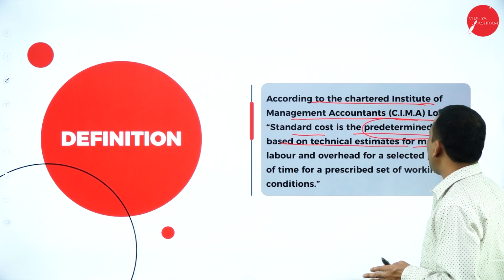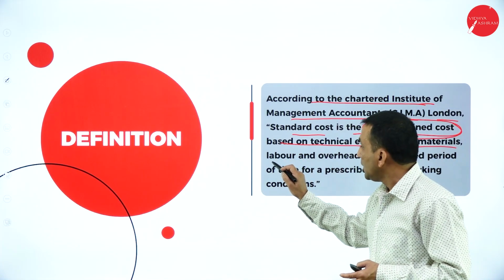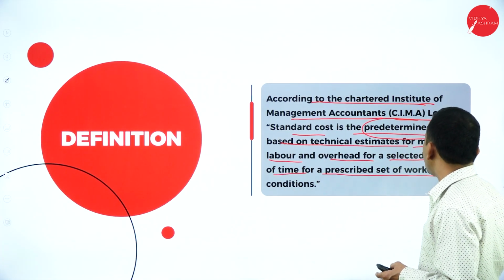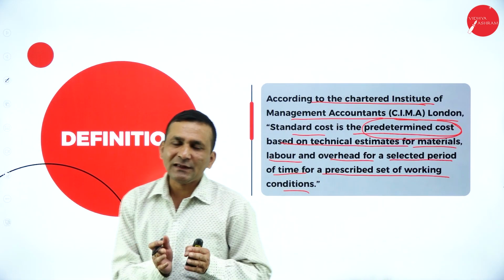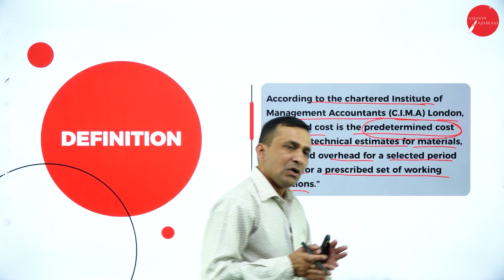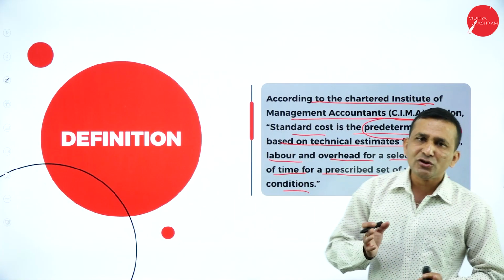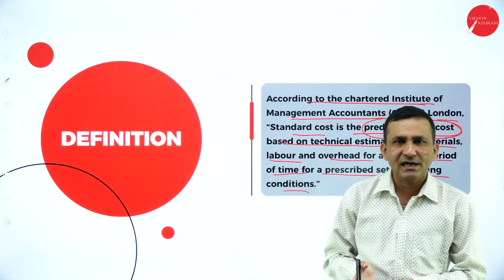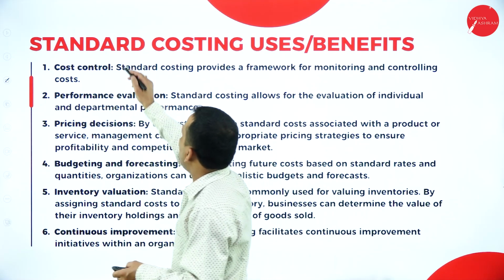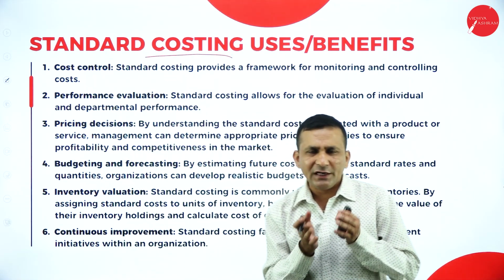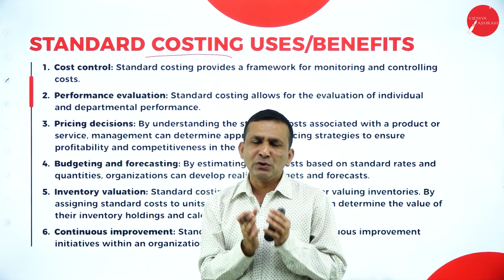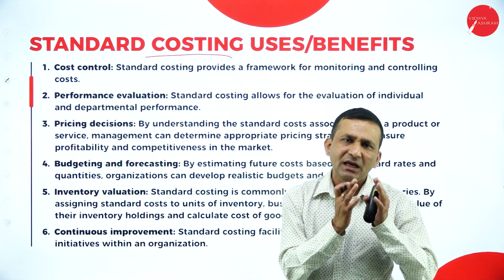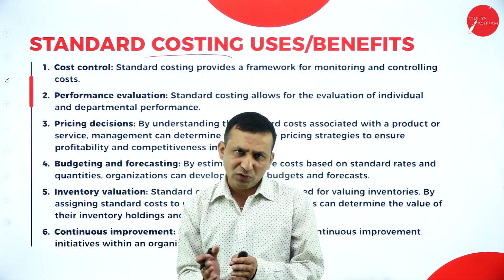The standard covers the materials, labor and overheads of a selected period of time for a prescribed set of working conditions. According to the conditions, we are setting the standard, whether we are talking about a material standard, a labor standard or an overheads standard. Moving forward, standard costing is a technique adopted by management to determine the cost in advance and to check performance, comparing standard performance with actual performance.